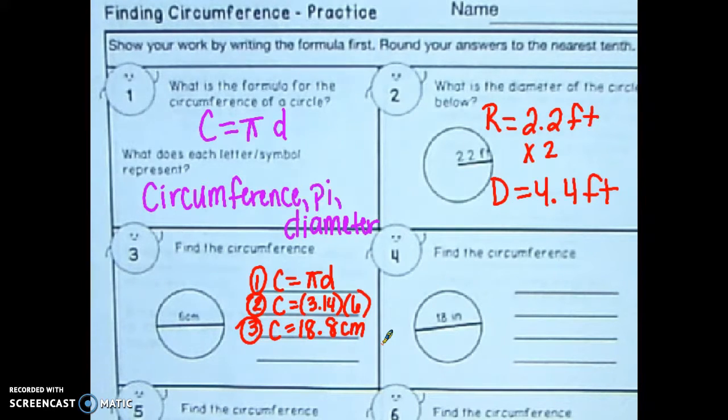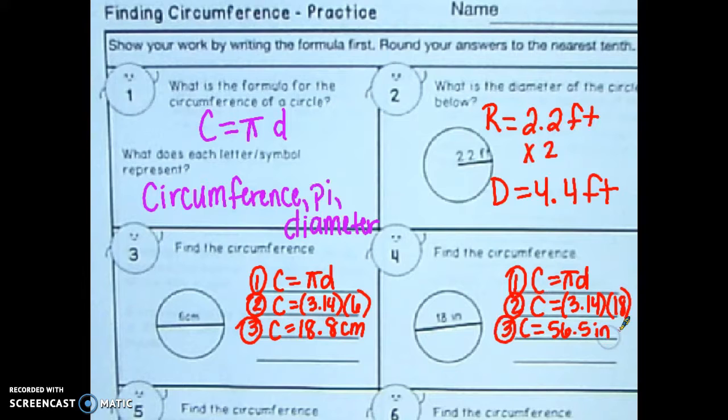Number 4, find the circumference. So the first thing we do, it's always this 1, 2, 3. Number 1, write down the formula. Number 2, plug in the correct terms. The diameter, this is going all the way across, so this is the diameter. That's going to be 18. Then calculate. Plug it straight into the calculator. Circumference equals 56.5 inches.